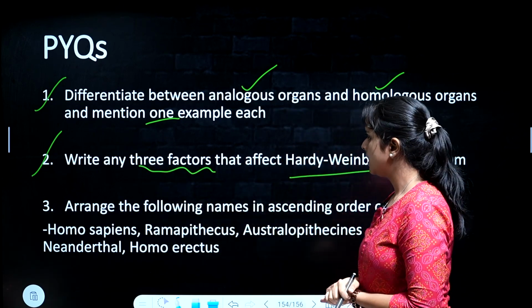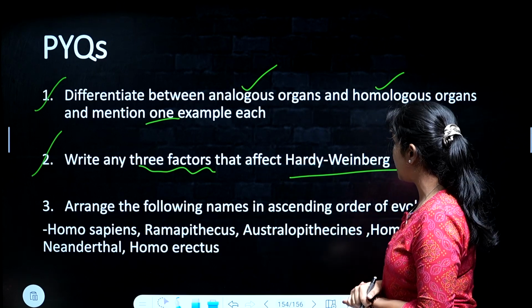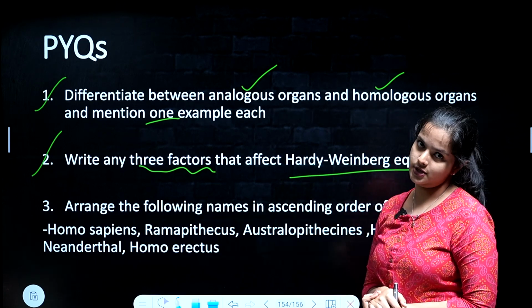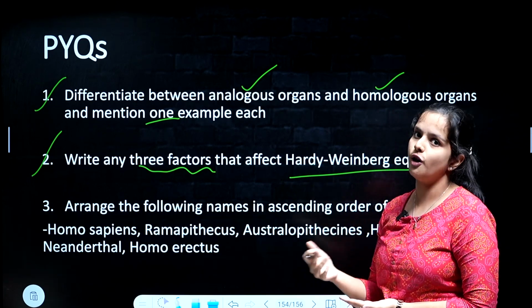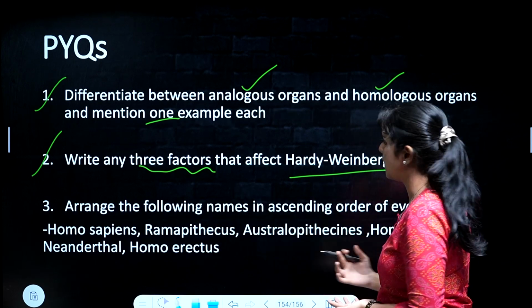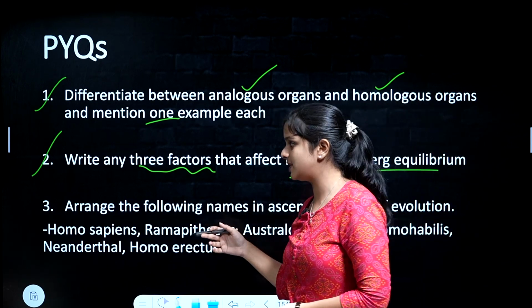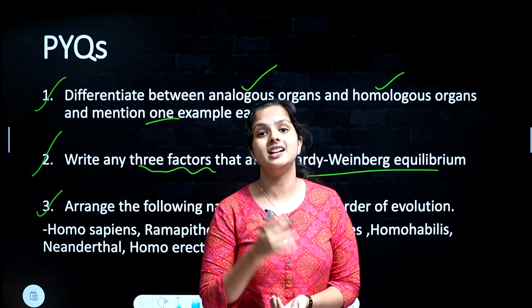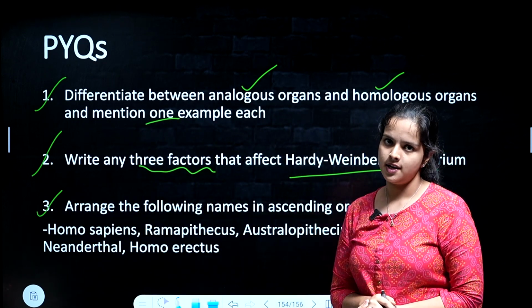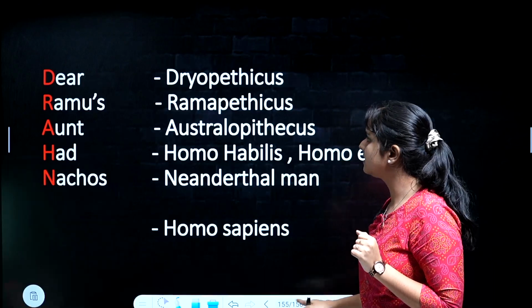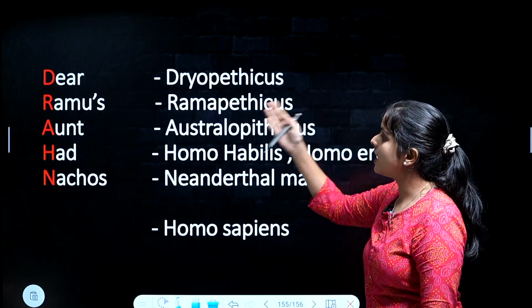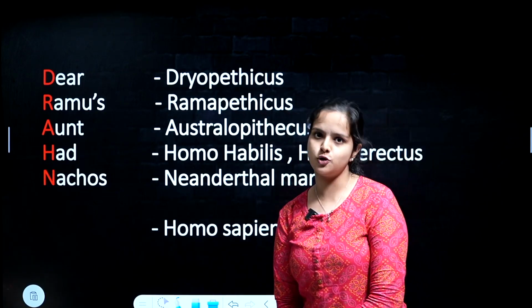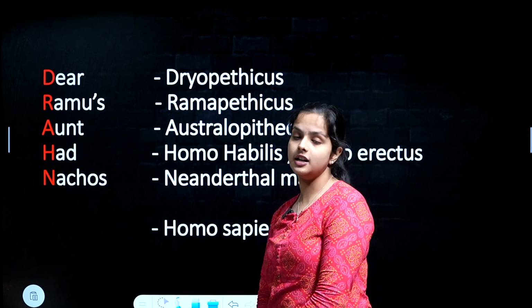It's also simple. The third question is: arrange the following names in ascending order of evolution, which evolved first and which evolved last. You have been given the names and you have to write them in the correct order. This is your previous year question. I haven't made it sitting at my home. They have asked this before. So you need a code, and this is the code: Dear Ramu's aunt had nachos.